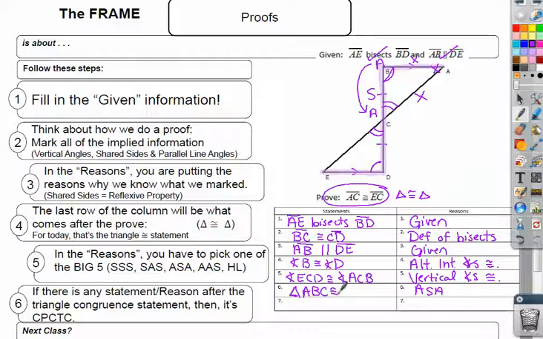Now, order matters, so this is how I do it. I'm going to pick a different color, and I put a number 1 by the letter A, a number 2 by the letter B, and a number 3 by the letter C. In this triangle, I do the same thing. The number 1 is by the angle that's not marked. So which angle is not marked down here? E.